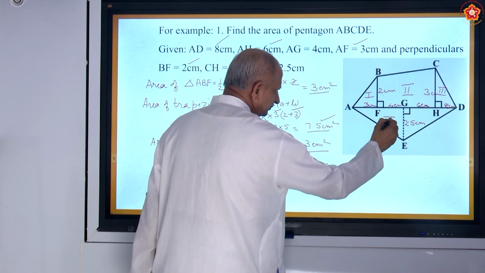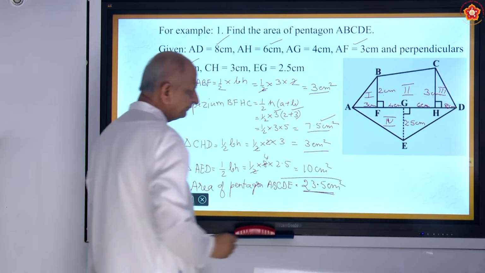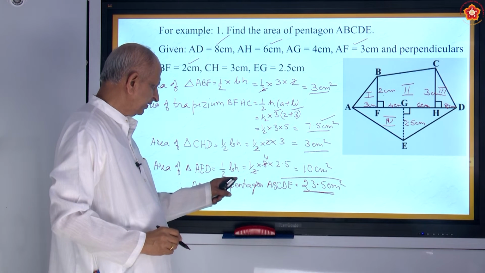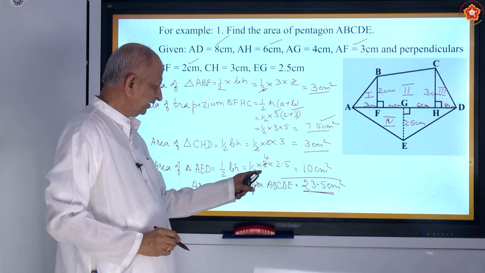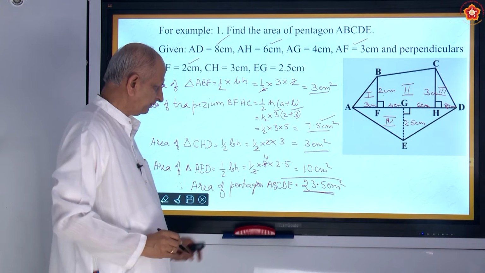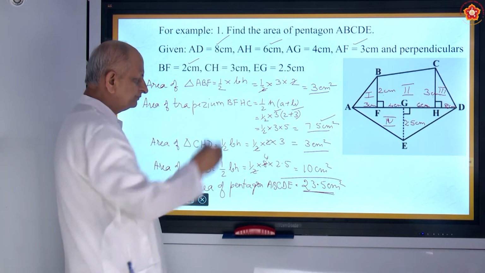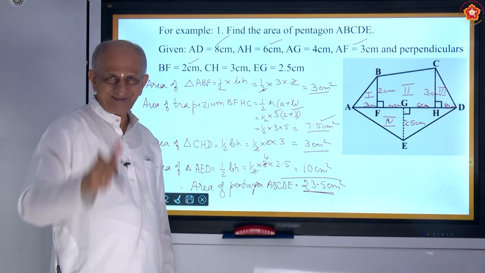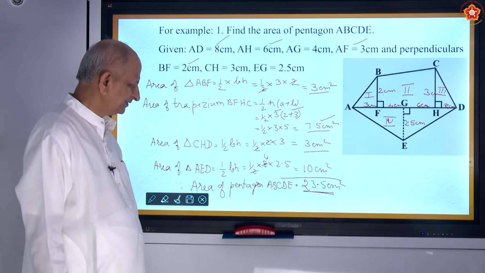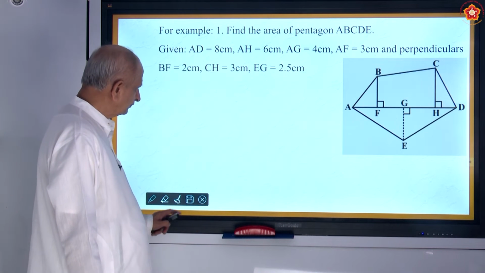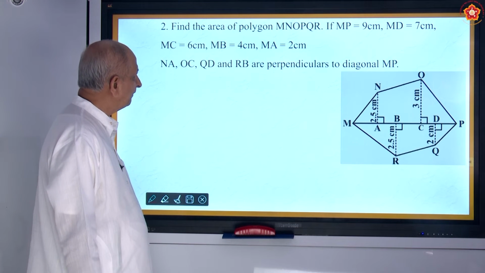What do you call it? AED. Half base into height. So half base into height. Base is 8. AD is 8. Into height is 2.5. So 4 into 2.5 becomes 10. Add all this. Got it? Very nice. You added all that, you get the answer. Now we will pass on to the next problem.